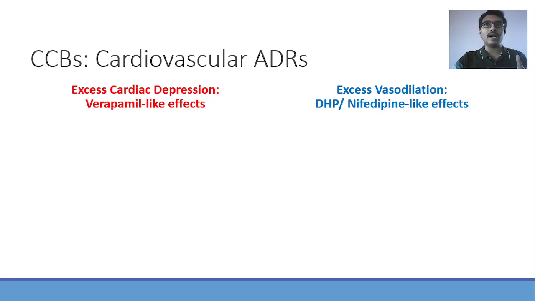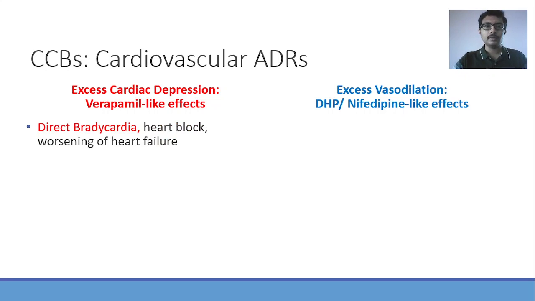So, if there is excess cardiac depression, what is going to happen? What adverse effect can you anticipate? If there is excess cardiac depression, it is going to be bradycardia, heart block, and worsening of heart failure. Because if the patient is already having heart failure, that is going to be worsened. If the patient is having heart block, that is going to be accentuated. There is bradycardia, and the bradycardia I have written as direct bradycardia, because this effect is because of a direct action of the calcium channel blocker on the heart, on the myocardium.